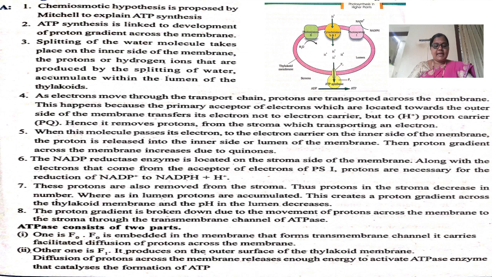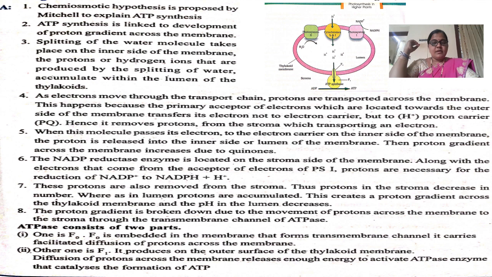The ATP synthase consists of two parts, F0 and F1. F0 is embedded in the membrane and forms the transmembrane channel. It carries facilitated diffusion of protons across the membrane.